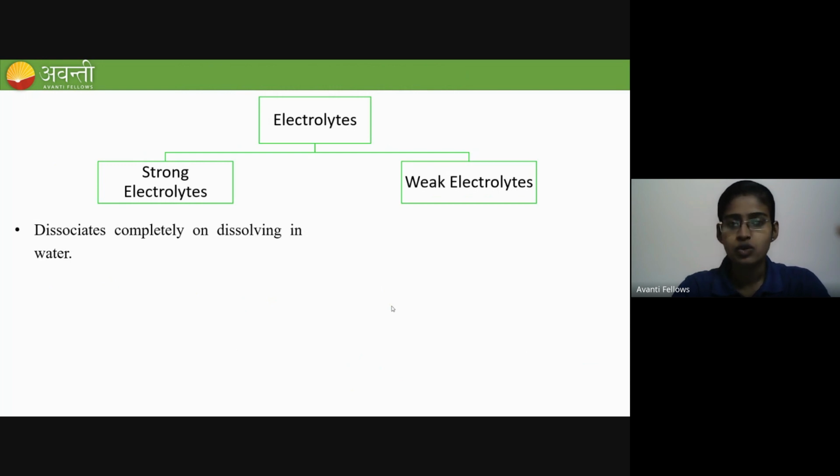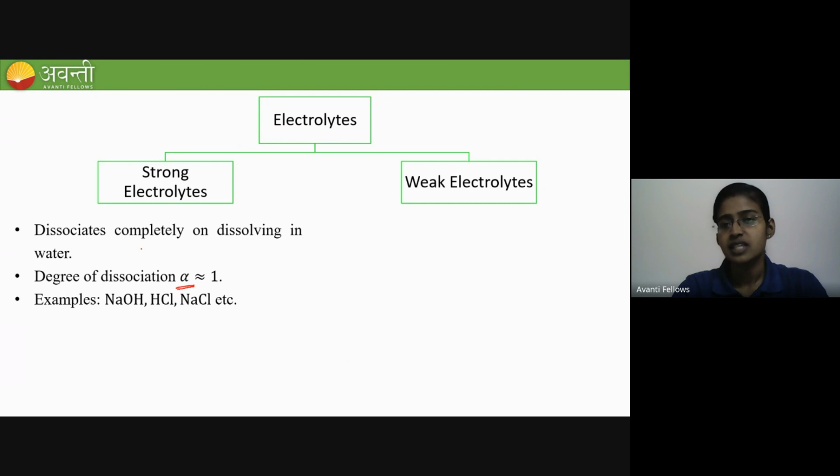I'll give you the examples within a few minutes. The ions will get dissociated completely, so those substances are called strong electrolytes. The degree of dissociation, denoted by alpha, is approximately equal to 1 for strong electrolytes. The examples are sodium hydroxide, HCl and NaCl.